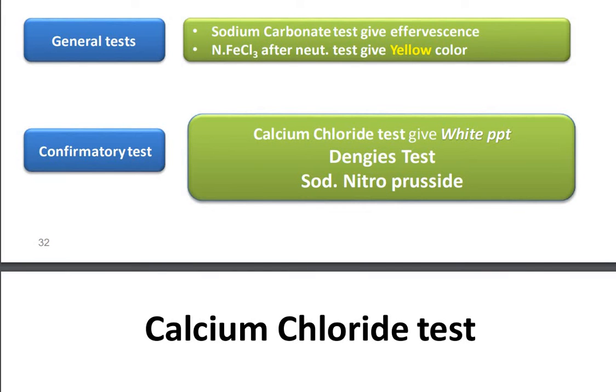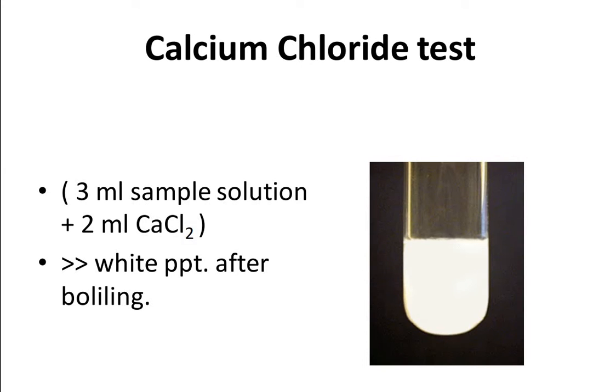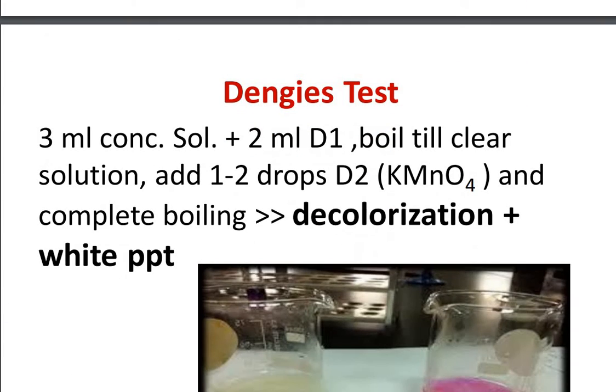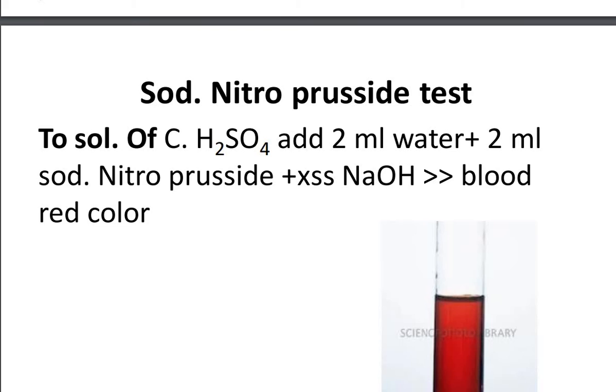Dengue's test: sodium nitroprusside. Now the calcium chloride test: 3 ml sample solution, 2 ml calcium chloride, white precipitate after boiling. You can see 3 ml concentrated solution, 2 ml D1, boil till clear solution, add 1 to 2 drops of D2 KMnO4 and complete boiling, decolorization and white precipitate.